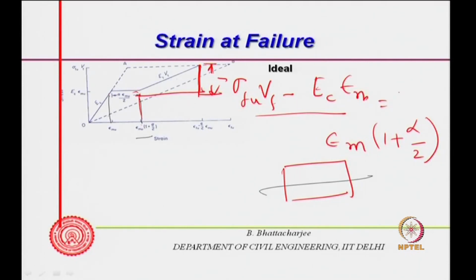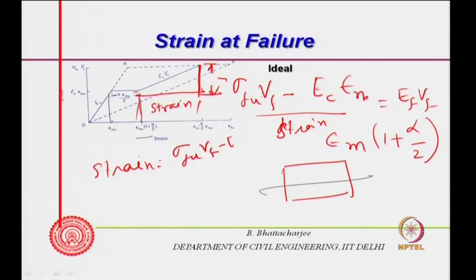modulus of elasticity. So, modulus of elasticity is Ef Vf, because it is only the Vf fiber here. So, this additional strain can be written as this divided by Ef Vf. So, the strain here will be written as sigma Fu Vf minus Ec epsilon mu divided by Ef Vf. So, this additional strain I can find out, and let us see what is the expression for this.